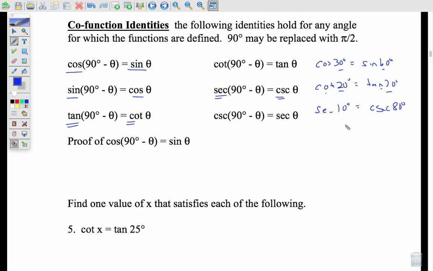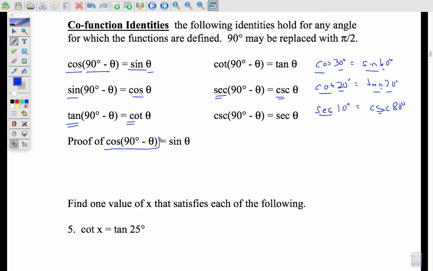And secant of 10 would equal the cosecant of 80. Those are just some simple, straightforward versions of our cofunctions. We need to know our pairs. They should ring a bell from our work previously. Sine, cosine, tangent, cotangent, secant, cosecant, and the angles being complementary. Notice 90 minus theta and theta would be complementary angles.